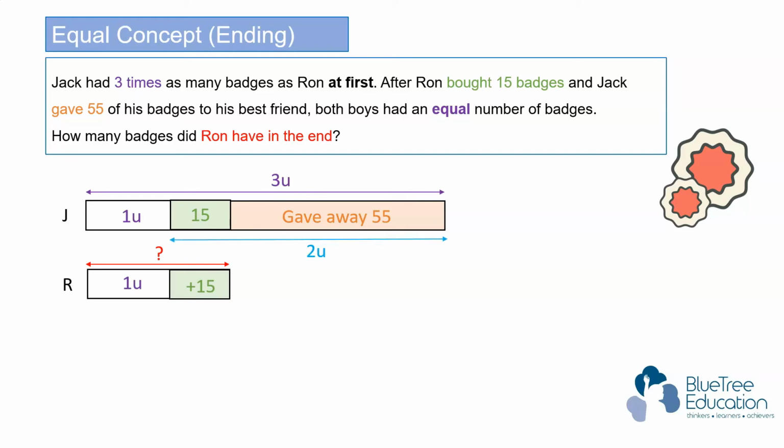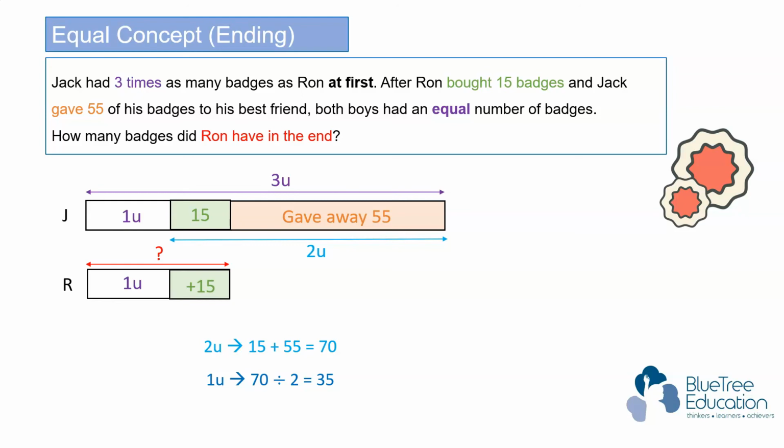So now let's link this information up. 2 units will be 15 plus 55, and we will get 70. So now let's find out what 1 unit is. We will take 70 divided by 2, and we know that 1 unit is equal to 35.